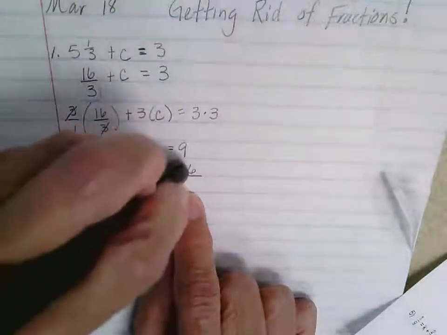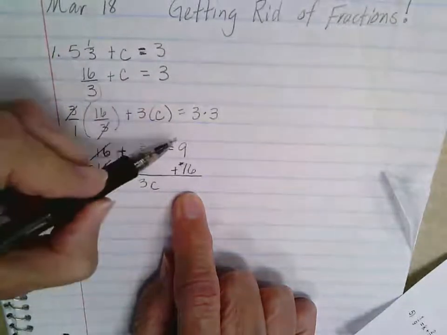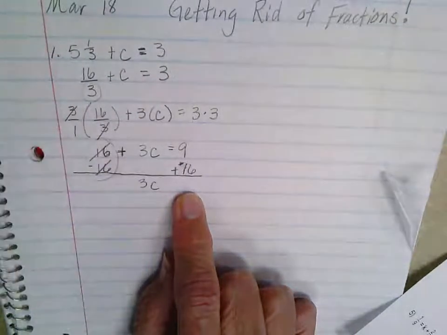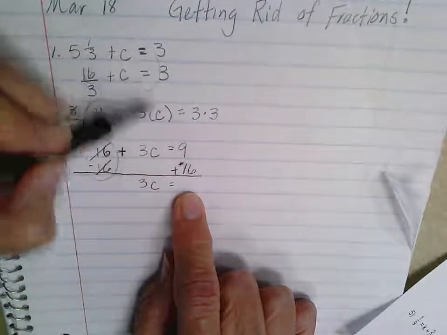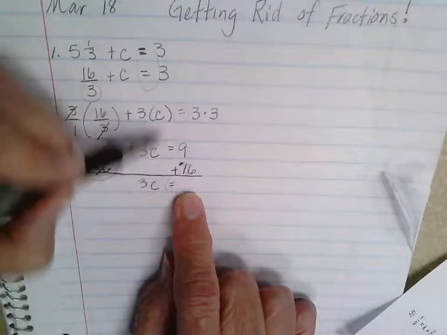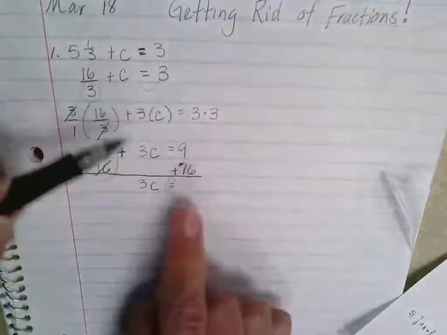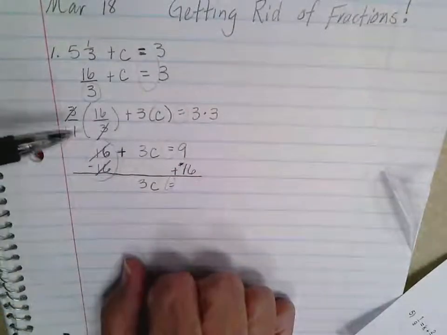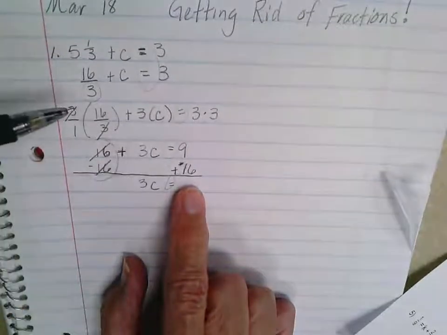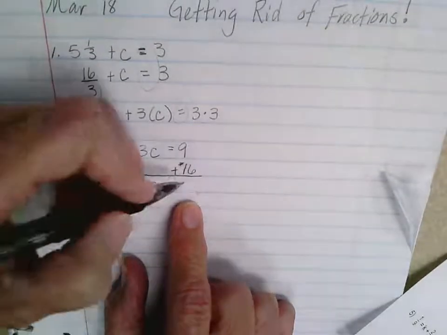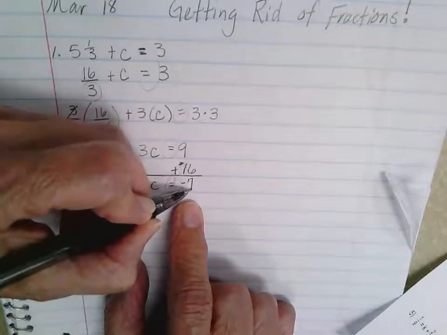can change that to plus and negative, and I have 9 plus a negative 16. Notice how my equal sign is pretty much still lined up right here. And on the right hand side I still just have my numbers. Negative 16 plus a positive 9 is equal to negative 7.